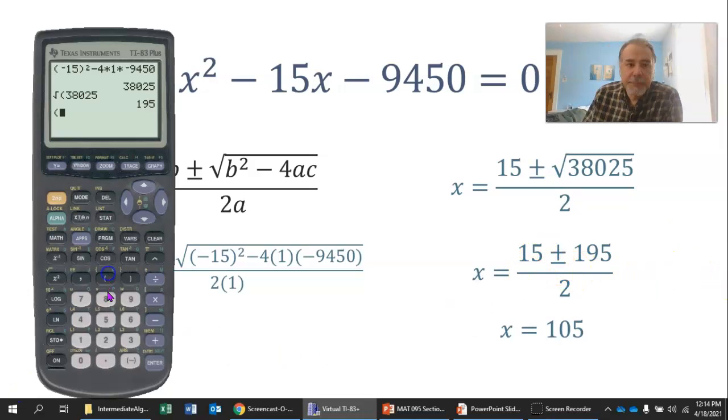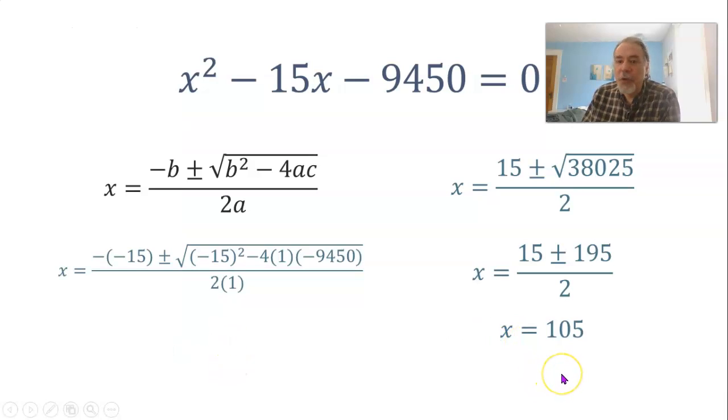So 15 plus 195 divided by 2, and we've got to divide the whole thing, not just part of it, by 2, does give us 105. So that's the solution. That's the number of units produced.